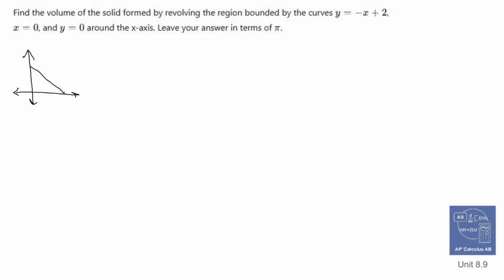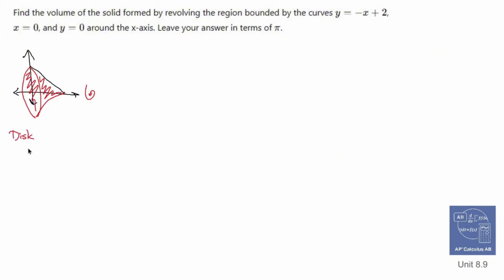Okay, so what's going to happen is we're going to take this line and spin it around the x-axis, and by spinning it around the x-axis, we are creating essentially a cone that is going to be a solid shape. That's what we're doing here. This method is called the disk method.